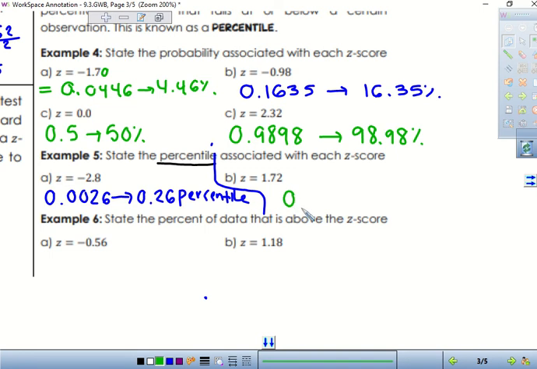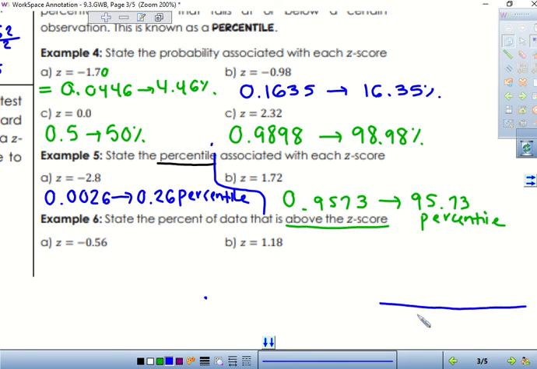And you should get 0.9573. Everybody see where that comes from? Convert this to a percentage. And this is in the percentile. And now we're going to state the percent of data that is above a certain z-score. So we're going to talk about how we have to adjust this. So I want to talk about this for a second. You don't have to write this.